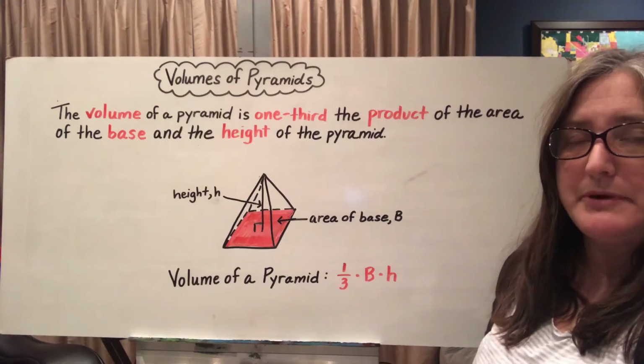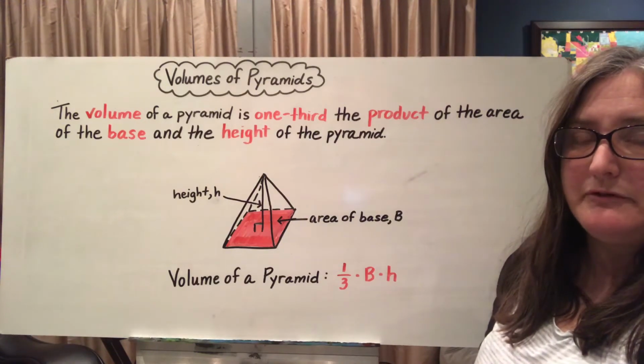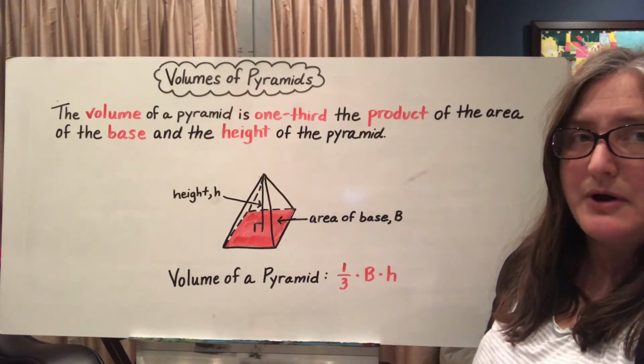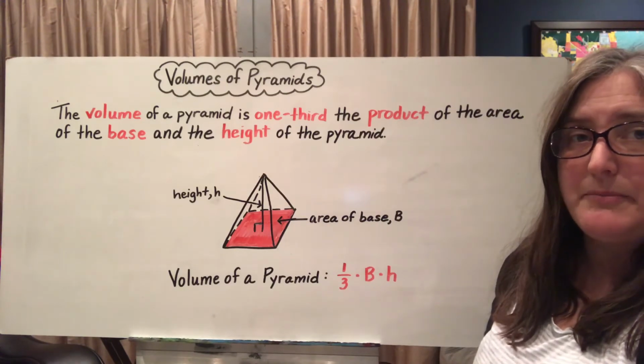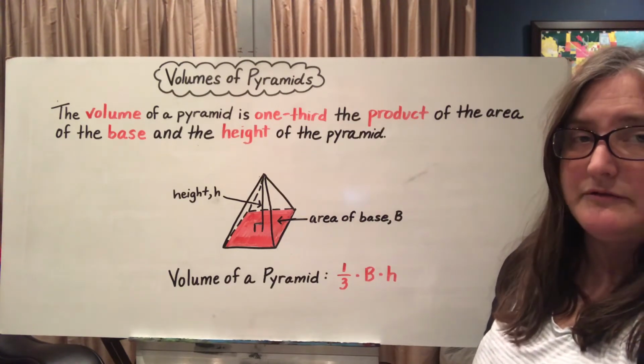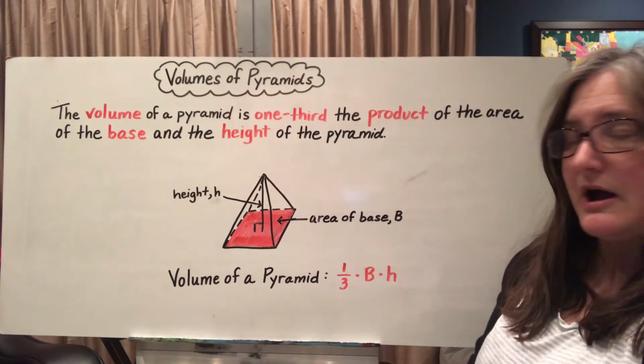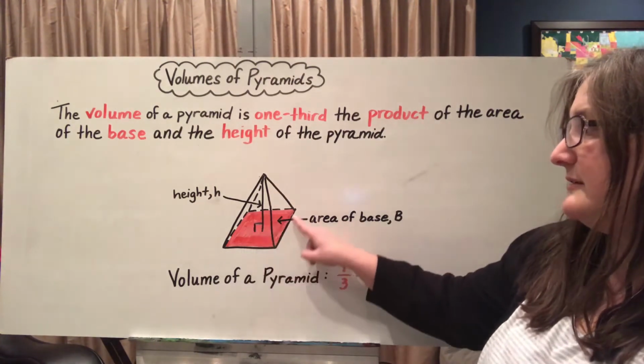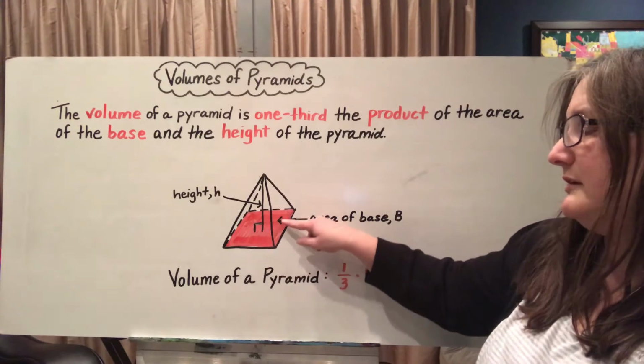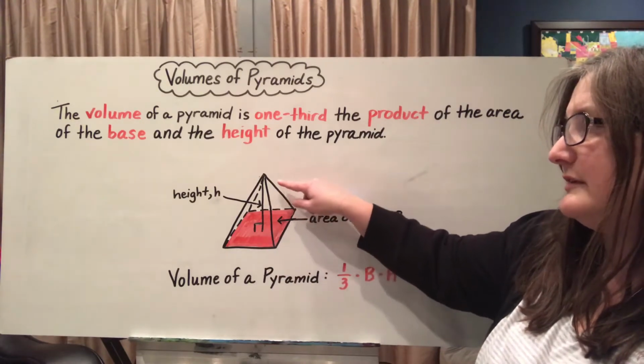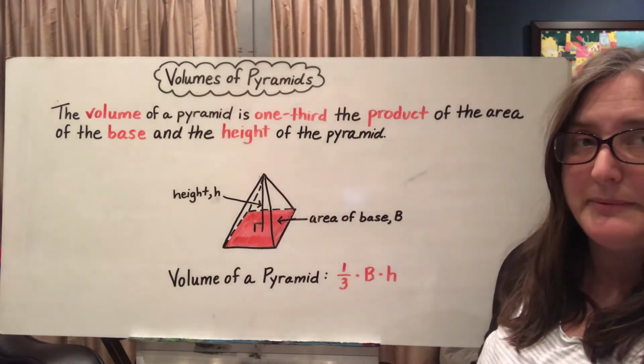This is volume of pyramids. To find the volume of a pyramid, it's 1/3 the product of the area of the base of the pyramid times the height of the pyramid. If we can figure out how many cubic units fit in the base of this pyramid, we know we're going to continually layer cubic units on top until we reach the top of our pyramid.